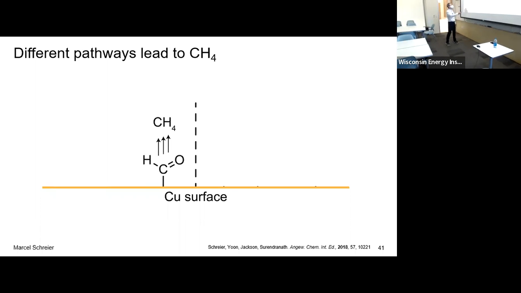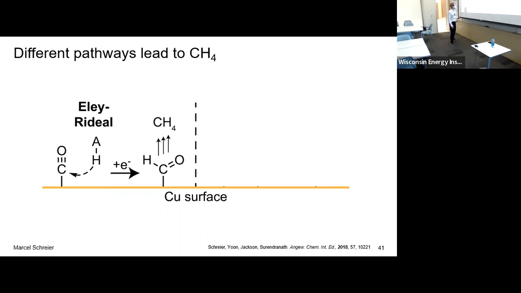We know from previous literature that the key intermediate that leads to the production of methane is a surface-bound CHO group. Now, this CHO group, interestingly, can be produced in two different ways. One way is a reaction between a surface-bound carbon monoxide species with a proton donor in solution. This is an electron-mediated reaction.